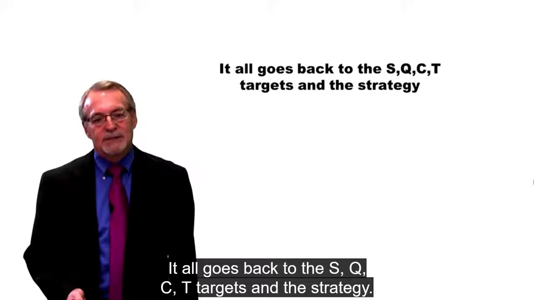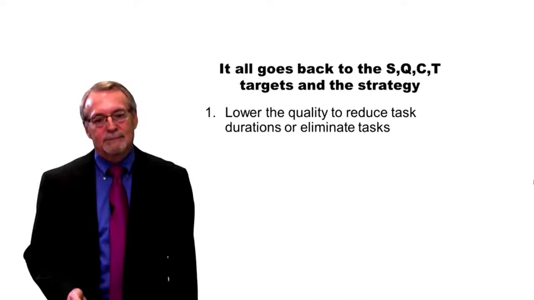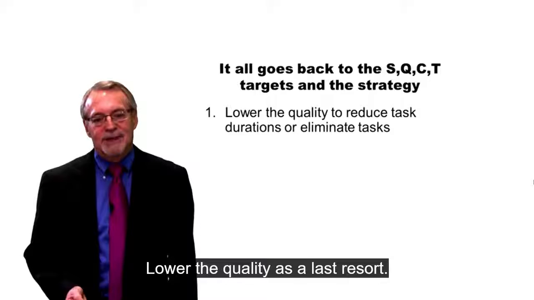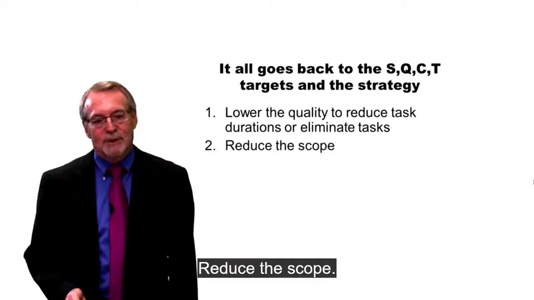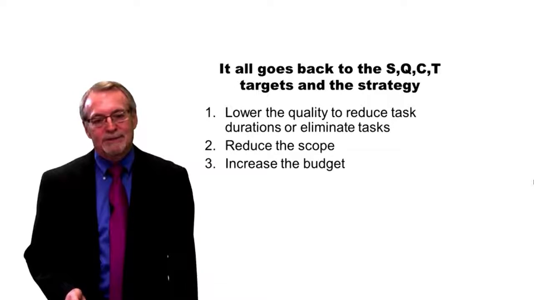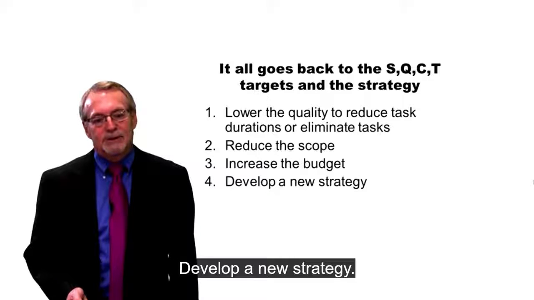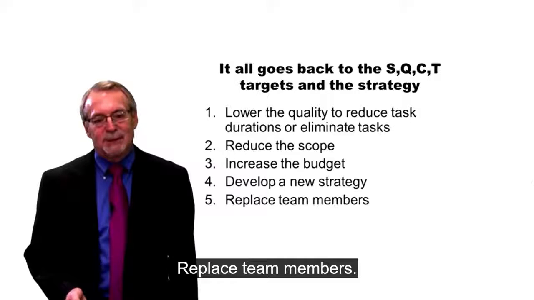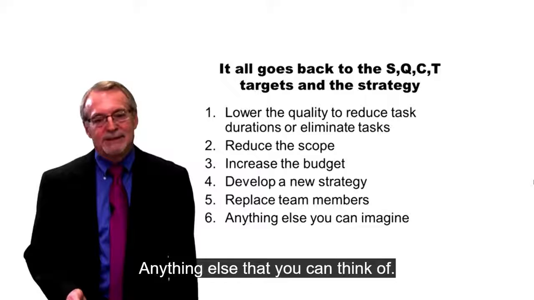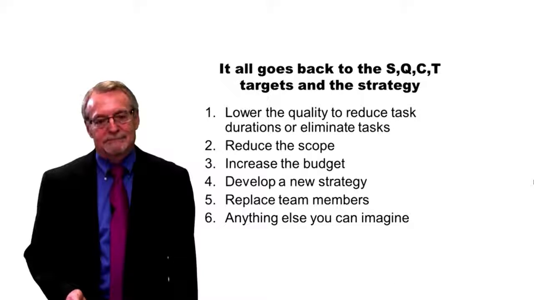It all goes back to the SQCT targets and the strategy. Lower the quality as a last resort. Reduce the scope. Increase the budget. Develop a new strategy. Replace team members. Anything else that you can think of.